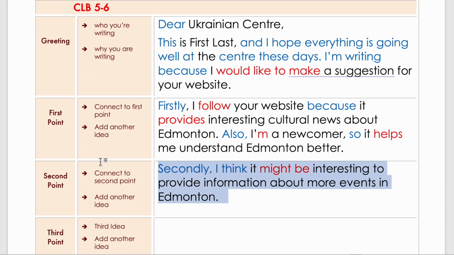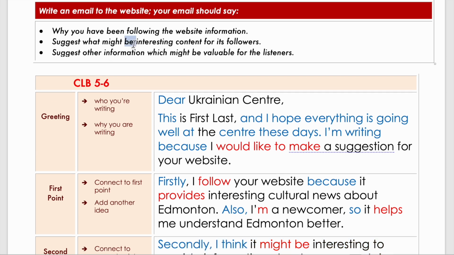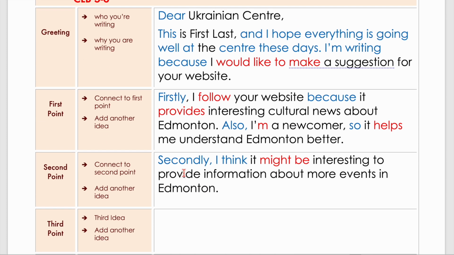Next, the second idea, about the second point. Suggest what might be interesting content for its followers. So what do you think could be or might be? Might, could, will. Might be means possibly, it is possible. It might happen. So we put here, secondly, I think it might be interesting to provide information about more events in Edmonton.